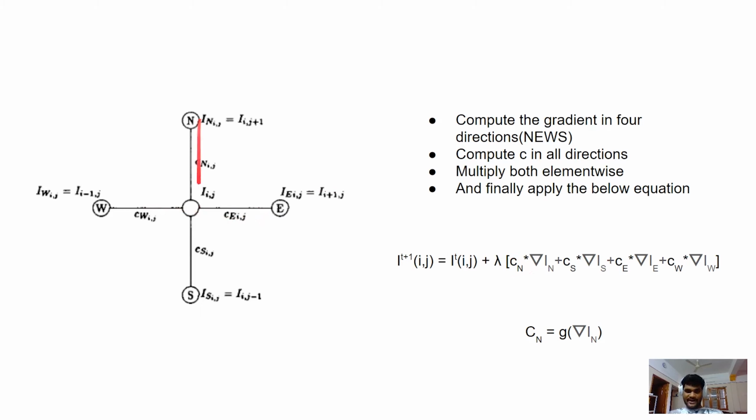So now we have all the gradients, and we know if the gradient in a direction is very high, then C becomes 0. So it means it restricts the blurring over there. But we still don't have a complete equation for this, and here it is.